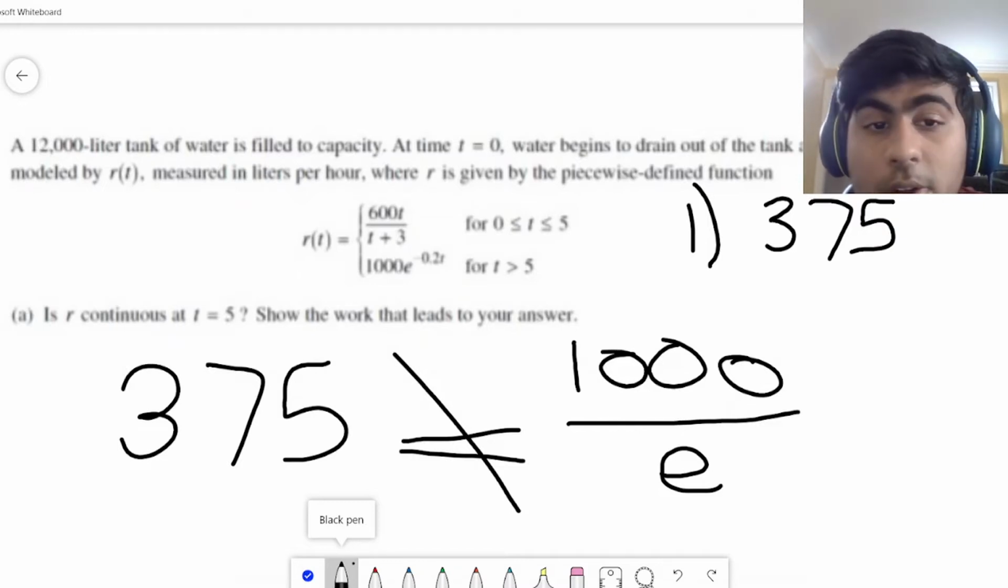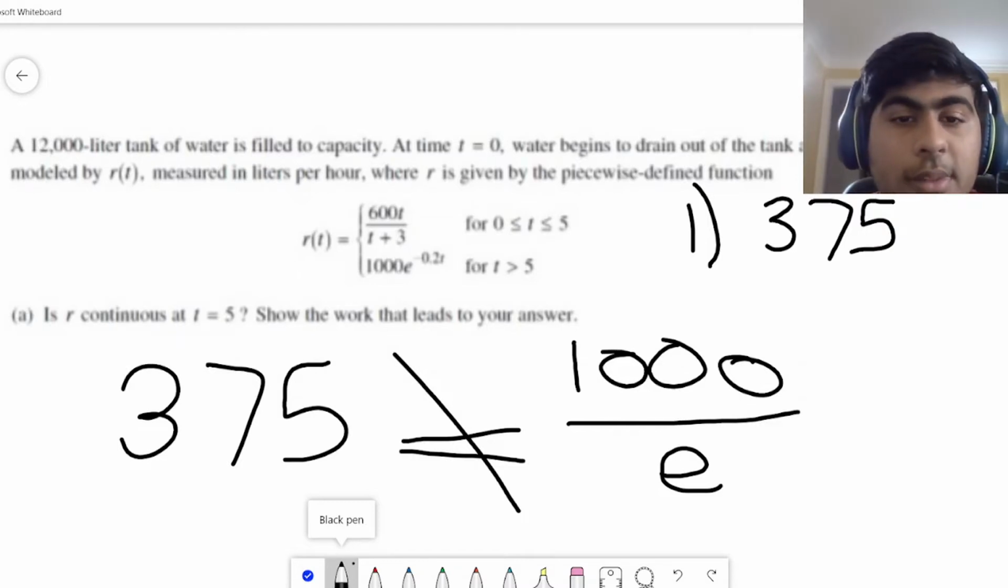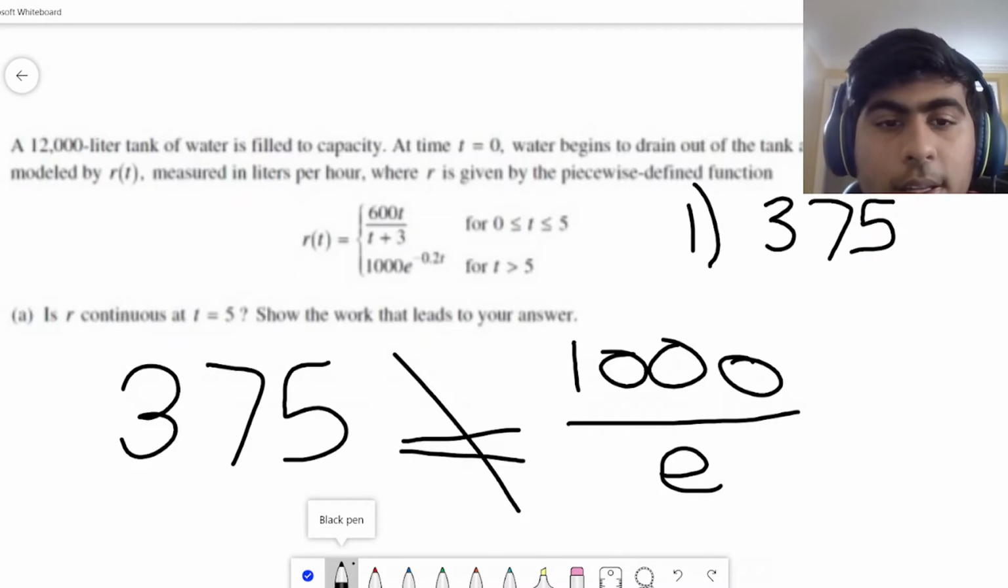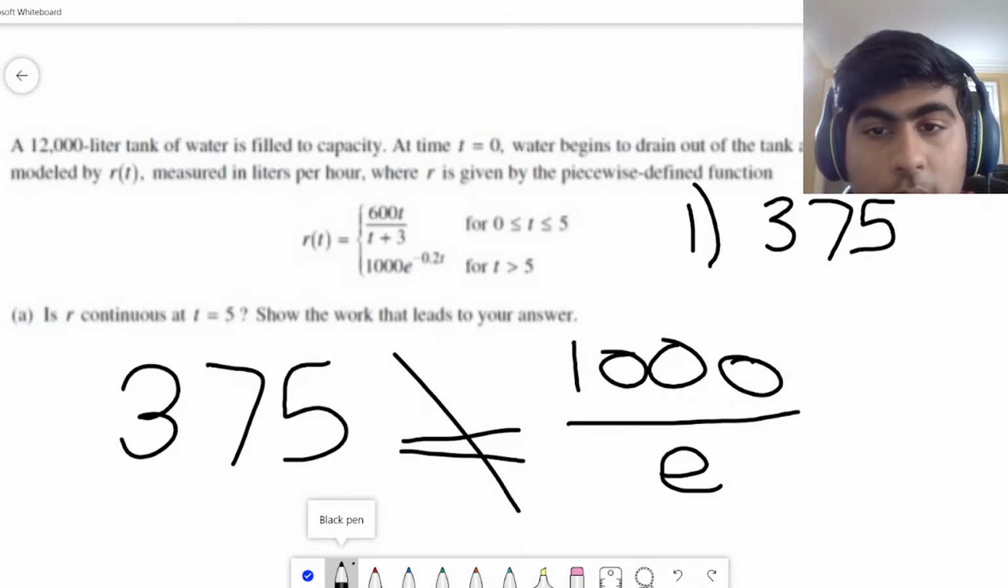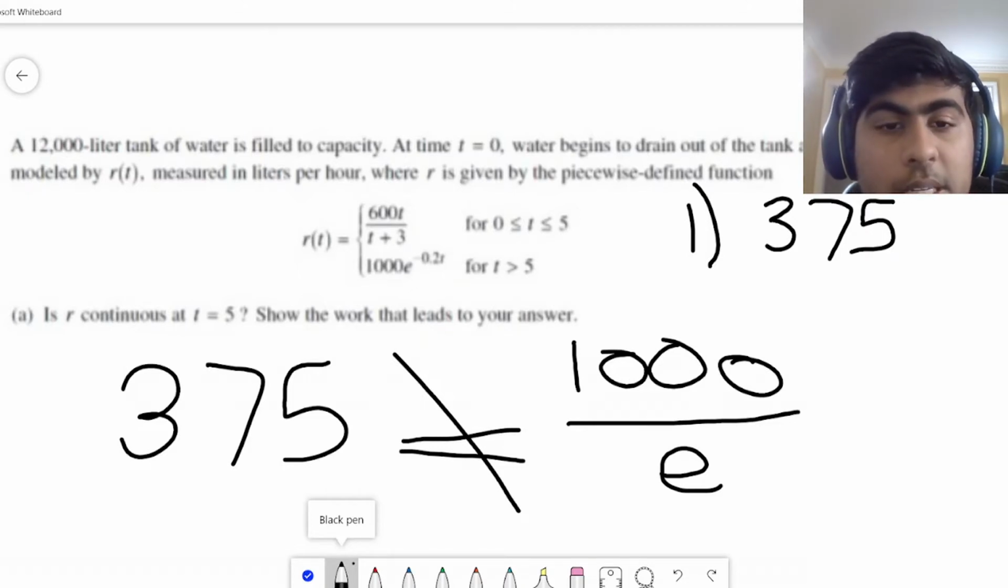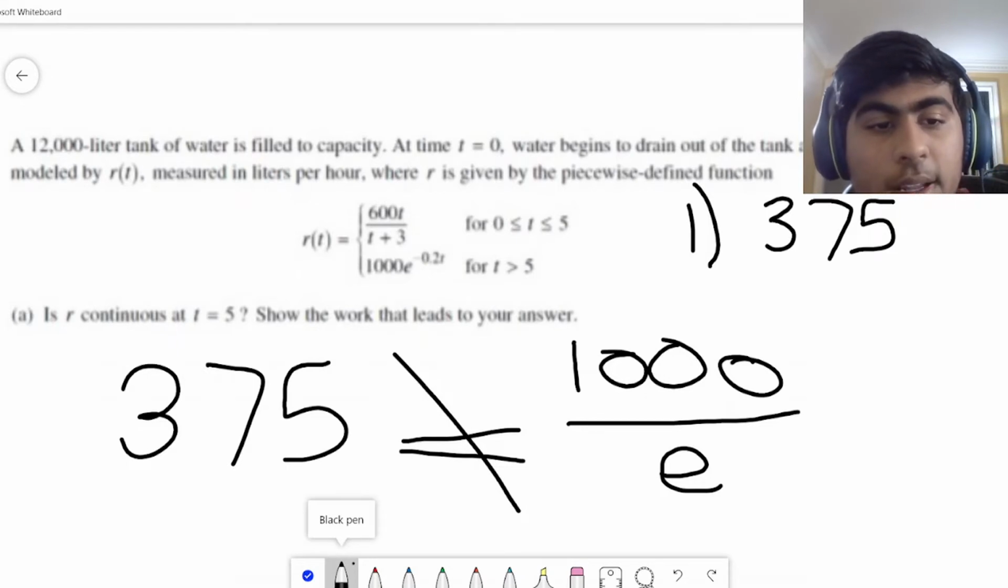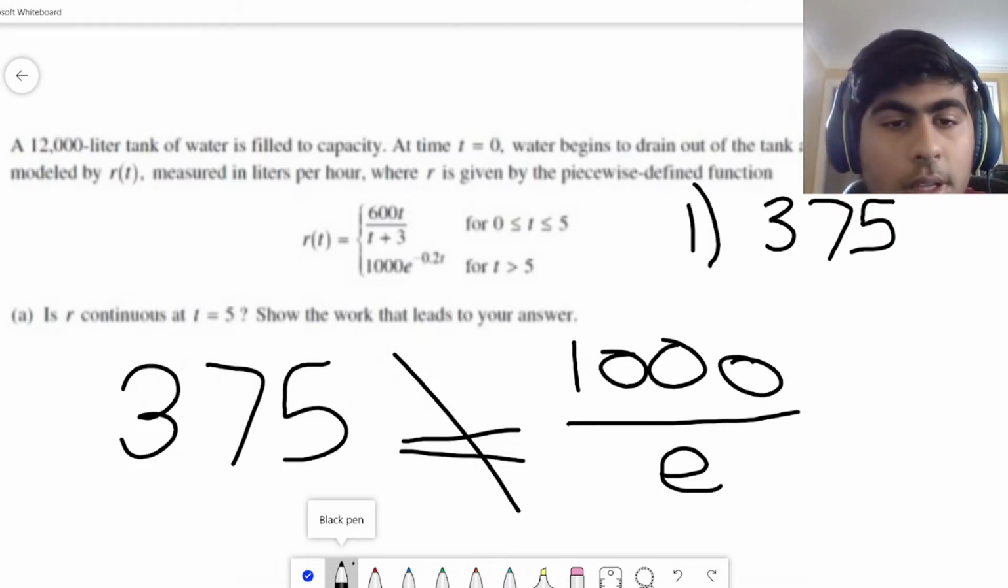I mean, the third criterion also doesn't work because you can't have something equal something that doesn't exist. And we didn't need to find out whether the third criterion was true or not, because one false criterion is enough to tank the entire thing. So with that, we know that R is not continuous at t equals 5. Now that's just to show the work that leads to our answer. So what you'd do is show yourself plugging in t equals 5 to make 375, and then finding the left-hand limit and the right-hand limit.